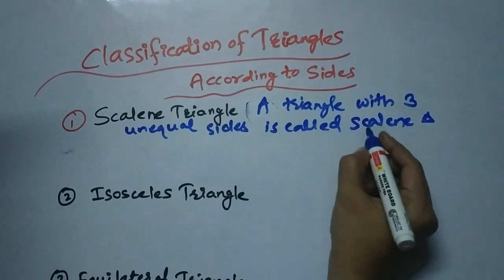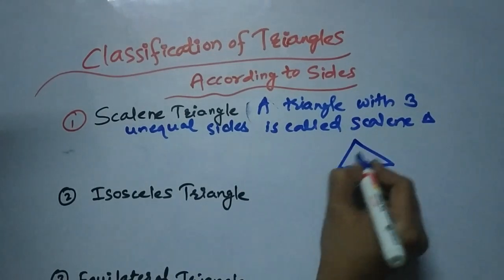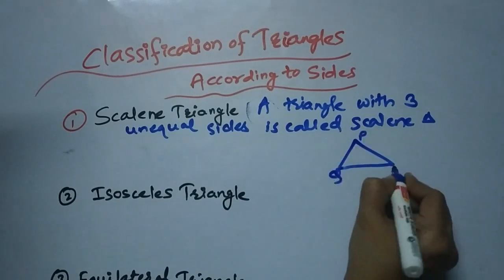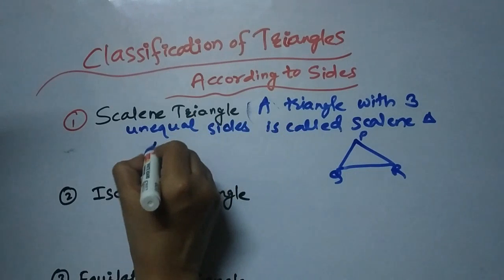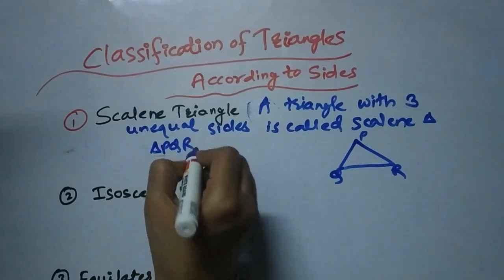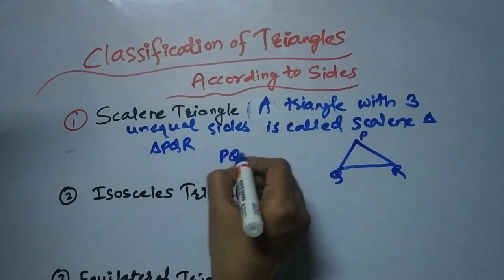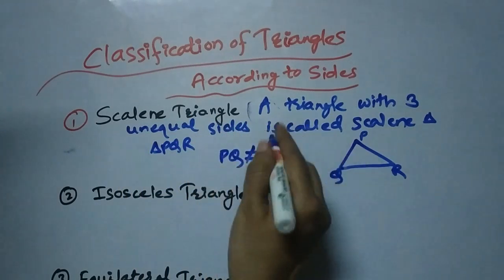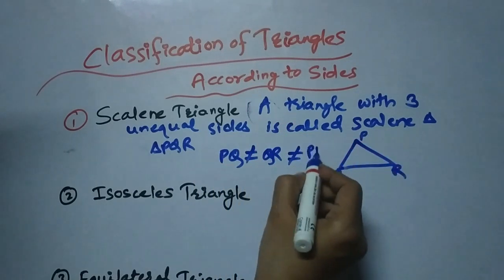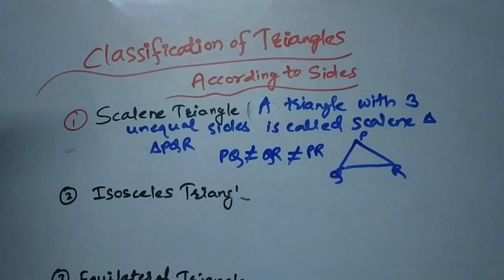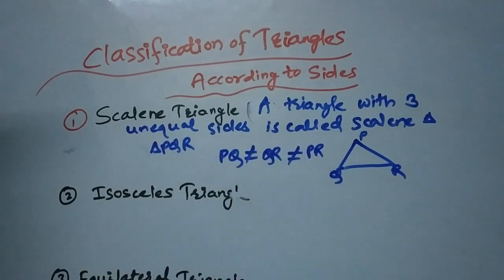So friends, here for example, I'll draw one diagram. Suppose this is a triangle PQR. In this given diagram, in triangle PQR, you can say that these are all unequal, means PQ length is not equal to QR length, which is again not equal to PR length. So these are all unequal lengths. Therefore you can say this PQR is a scalene triangle.